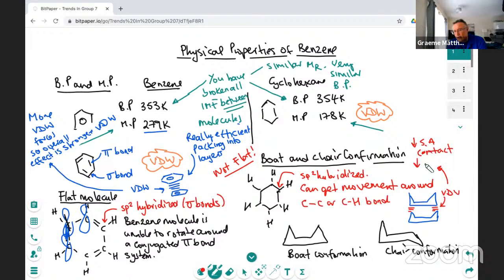Larger, smaller surface area contact, therefore a smaller amount of van der Waals forces. Therefore, the boiling point is going to be lower, right? So this one here, chemist, this is the physical property of benzene, all right? So the boiling point is kind of easy to explain, and the melting point a little bit more tricky, because what you've got to do is deal with the concept of chair and boat conformation for cyclohexane, all right? So this one is this bit.